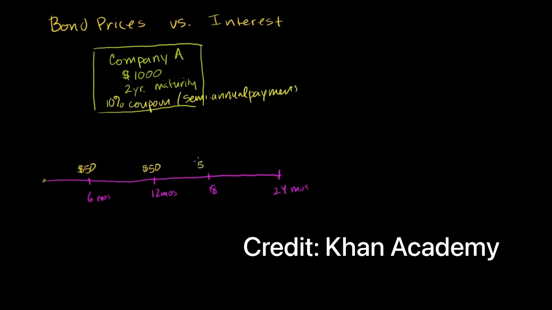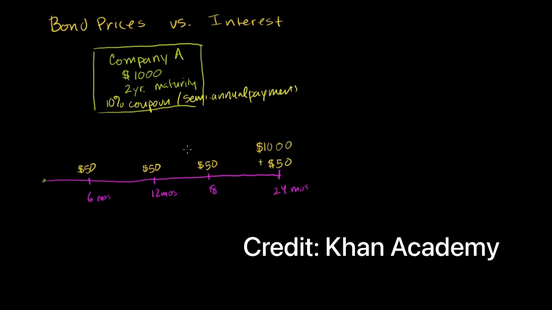These are going to be our coupon payments. $50 there. And then finally, at 2 years, we'll get $50. And we'll also get the par value of our bond. And we'll also get $1,000. So we'll get 1,000 plus $50, 24 months from today.